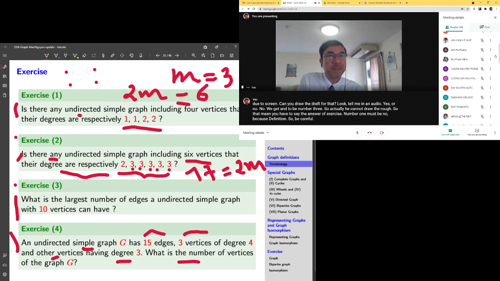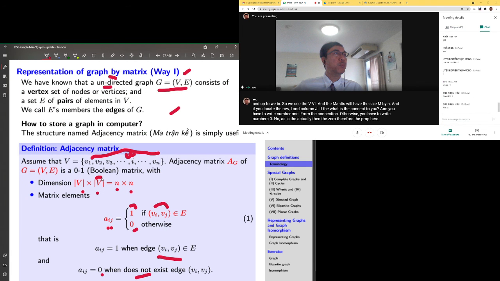Therefore, the graph here becomes a Boolean matrix. Boolean means allow 0 and 1. That one we call an adjacency matrix. So very simple like this one. Okay. If yes, number 1. If no, number 0. Adjacency matrix.